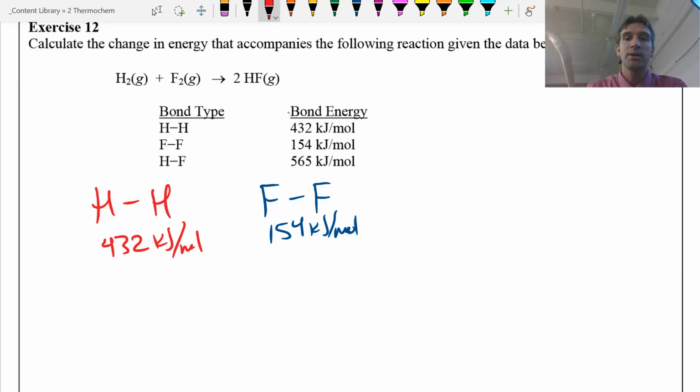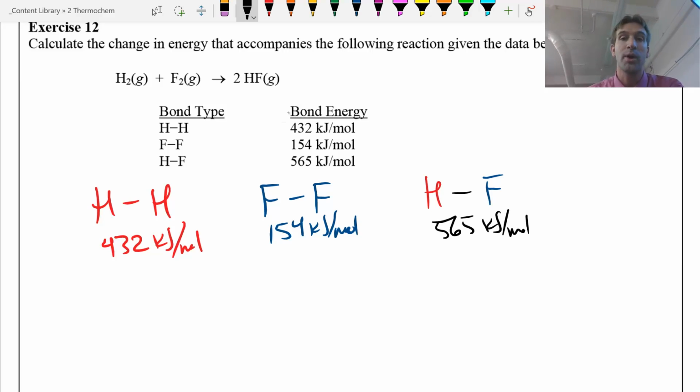Lastly, we're going to look at one hydrogen bound to fluorine. This connection will take 565 kilojoules per mole in order to form or break. But looking here, you'll notice that we don't have one of these. We actually have 2 bound together.